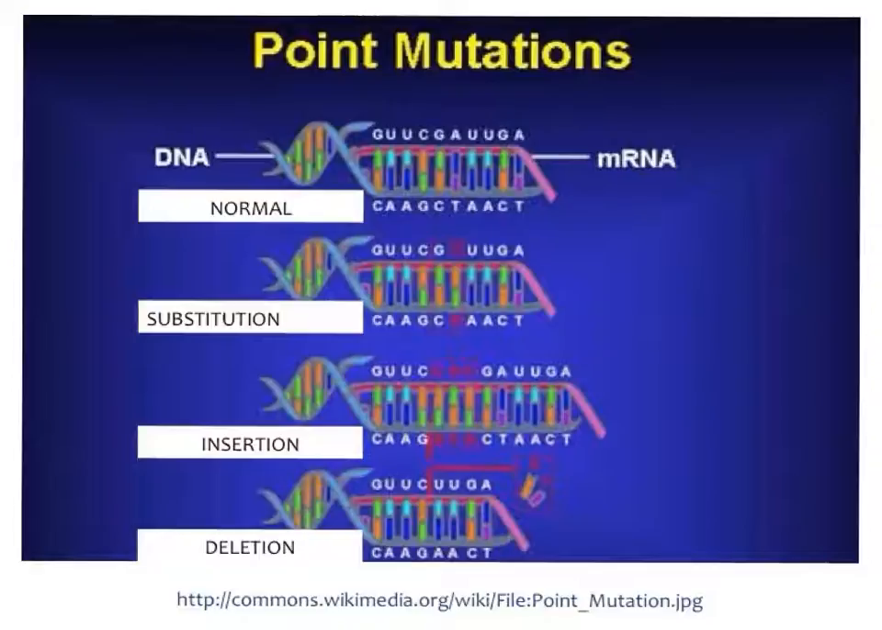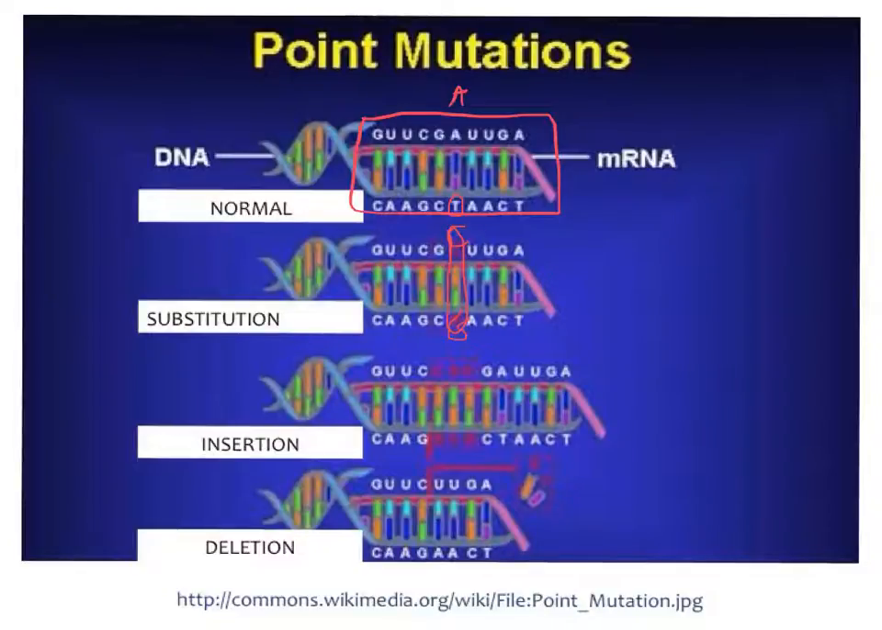So if we start here and we look at our normal strand of DNA there, you'll notice the pattern GUUC, GAUU, GA. And in a substitution mutation, one base pair here gets swapped out and another one is put in. So instead of having the A and T like you have here, it appears we now have a C and a G. And remember, that can affect the different codons that are going on there.